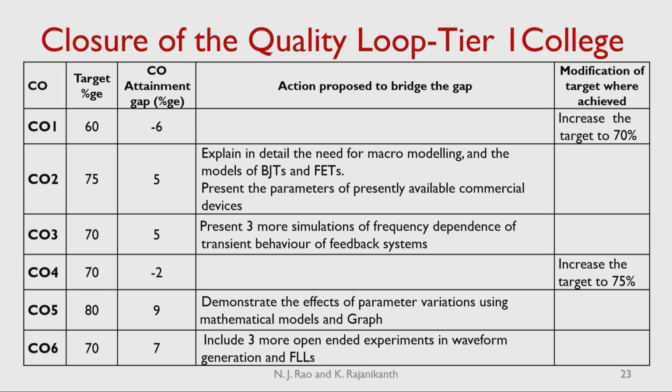For CO2, there is a gap of 5%. That means that we must make specific plans for improving the attainment of CO2 next time the course is offered. So the improvement plans proposed by the instructor are: explain in detail the need for macro modeling and the models of BJTs and FETs. Another plan is present the parameters of presently available commercial devices. Similarly for all other COs. Wherever the gap is positive, actions are proposed to bridge the gap. Wherever the gap is negative, the target is increased.